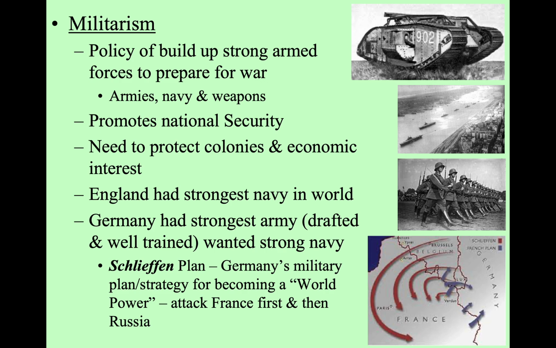Ultimately, Germany's decision that was known as the Schlieffen Plan, a military strategy to attack France by going through Belgium, as you can see in the map in the bottom right-hand corner, would be one of the most important events in the escalation of World War I.